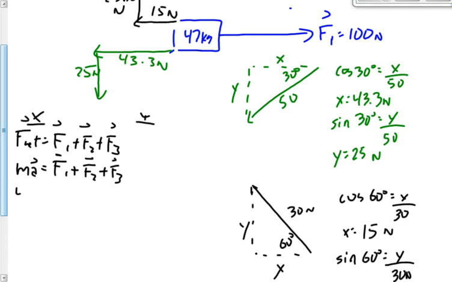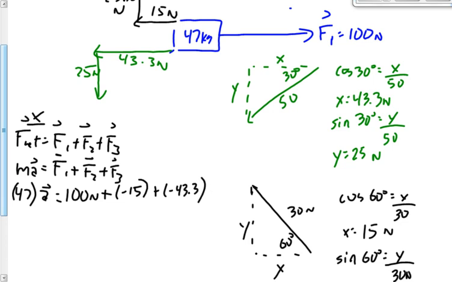The mass is 47 kilograms. The acceleration is what we're looking for. F1 is going to be 100 to the right. F2 is going to be what? I honestly don't remember which one was next. Is it 15 or 43? Does it really matter? No, as long as we use them both eventually. Negative 15, because it's to the left, and then we've got negative 43.3, because it's to the left as well. So we're going to say here 100 subtract 15 subtract 43 divided by 47.